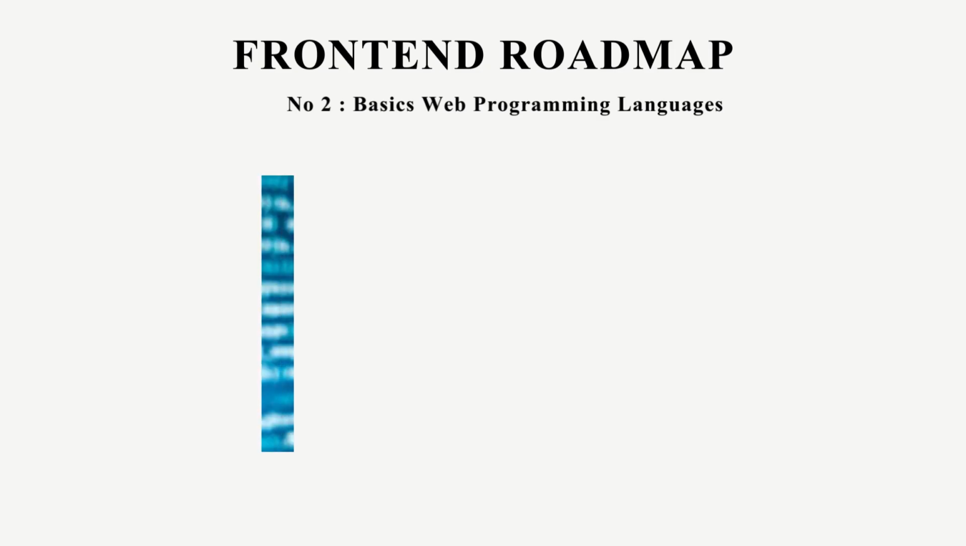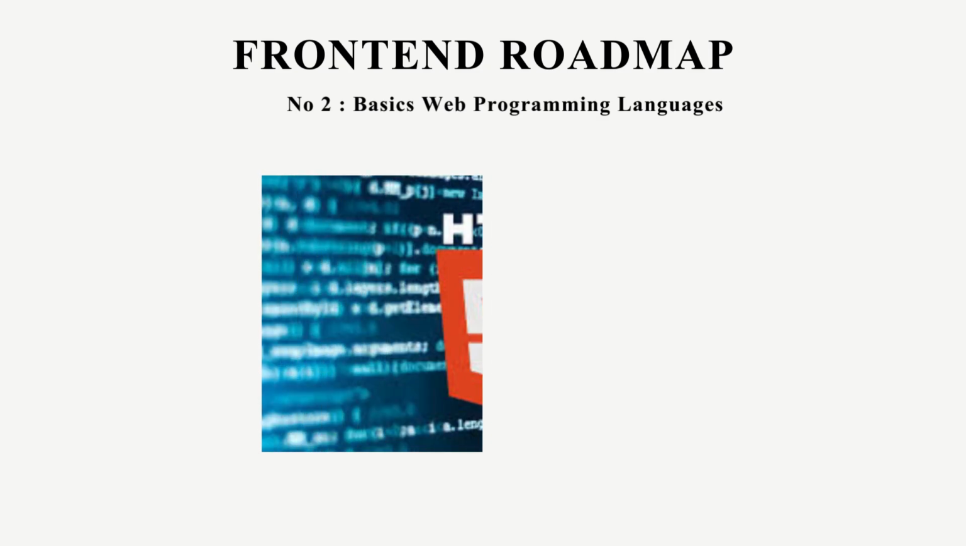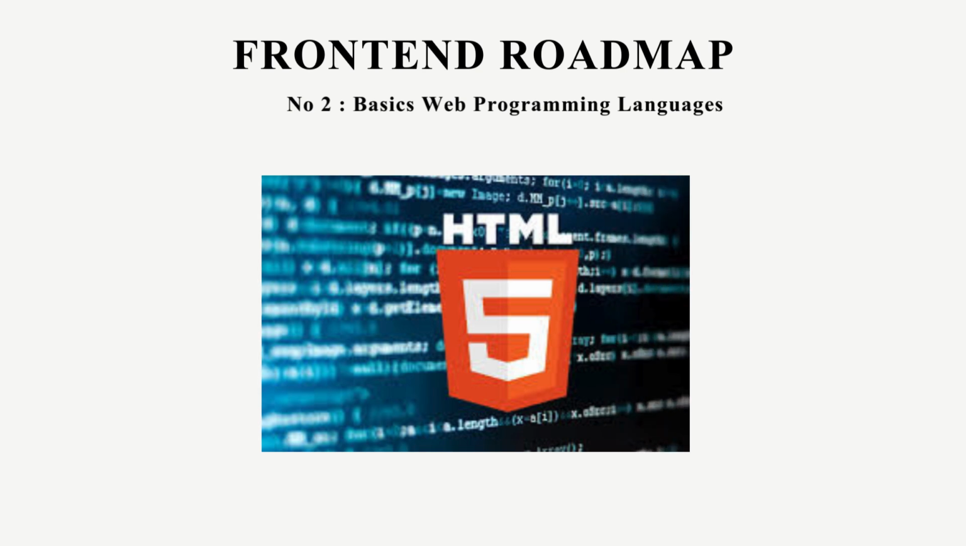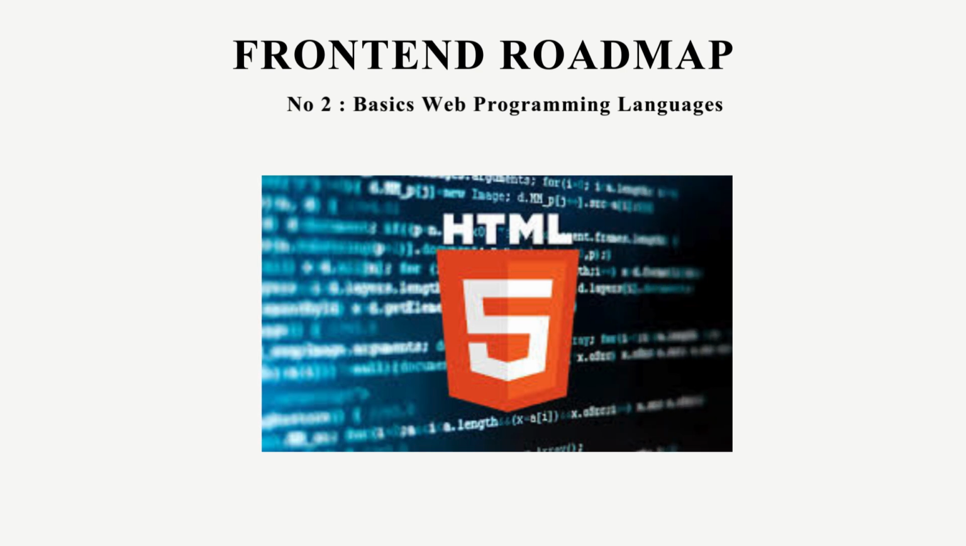Number 2. Basic web programming languages. Now let's talk about the core languages of front-end development. Every website is built using three main technologies: HTML, CSS, and JavaScript. HTML stands for Hypertext Markup Language. This is the structure of a web page. HTML defines elements like headings, paragraphs, images, buttons, and links. Without HTML, a web page has no structure. Think of HTML as the skeleton of a website.